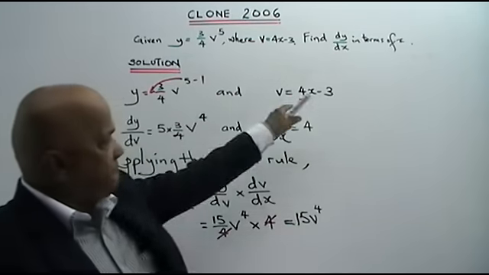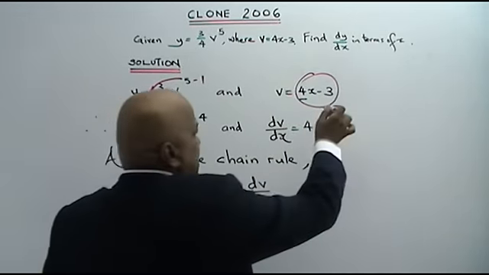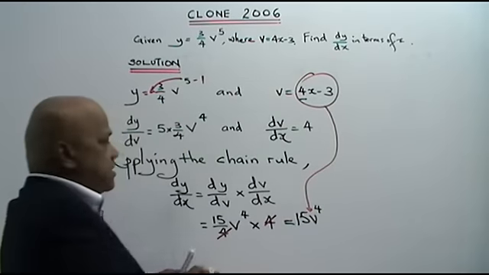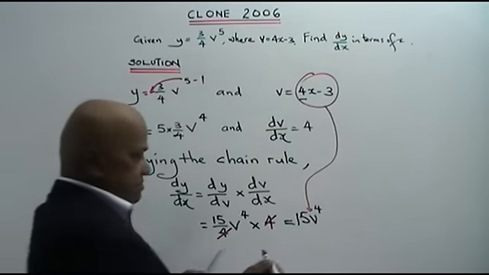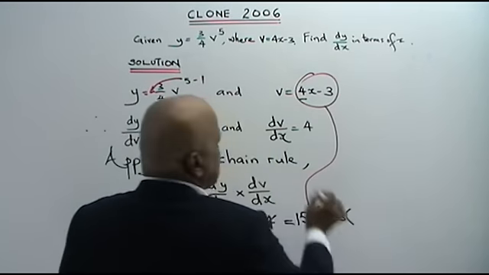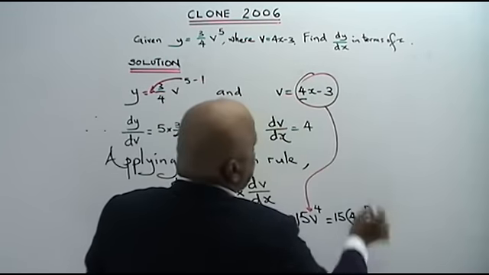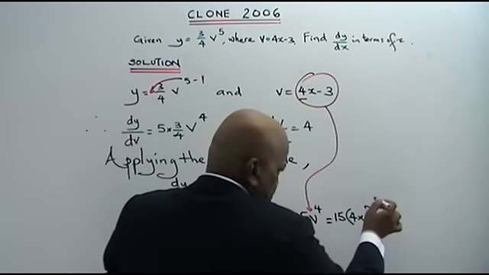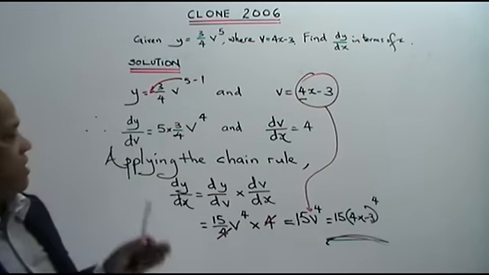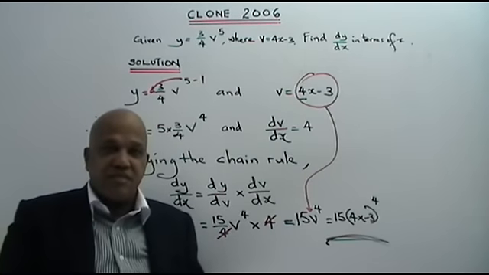But what is v? v is 4x minus 3. So you bring this and you substitute there. So what do you get? You get 15 times (4x minus 3) power 4. This is your answer for dy/dx.